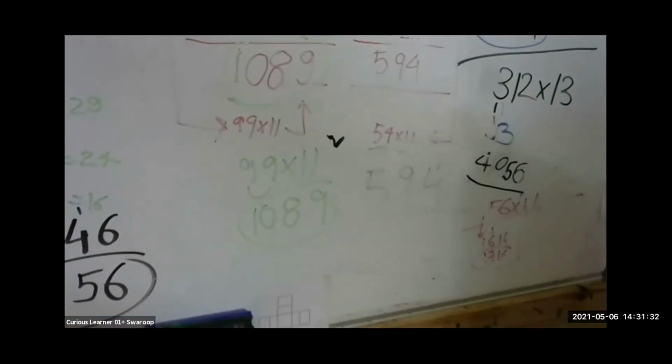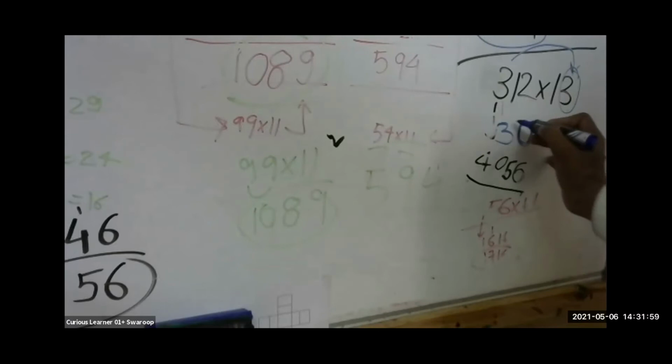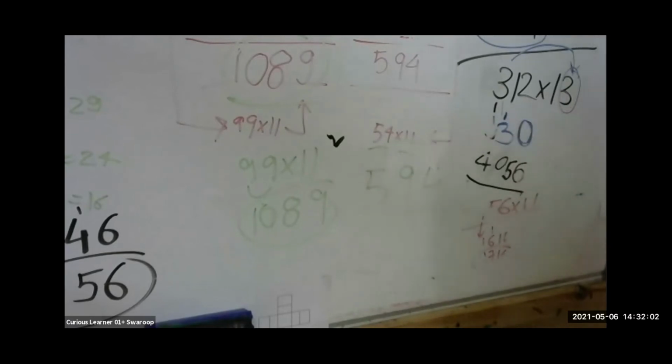See, when we say 312 multiply 13, simple. 3 as it is. Okay? Now, once you write 3 as it is, 3 you multiply with this 3. How much? 9. 9 you add to next number, 1. 10. So we write 0. But 1 is carry forward, so we write 1 here.